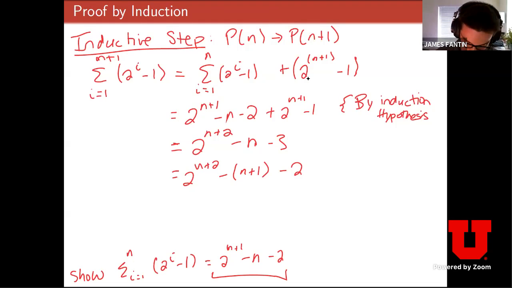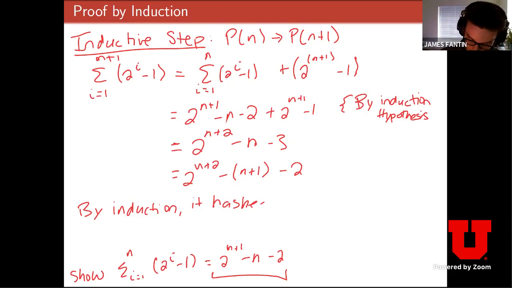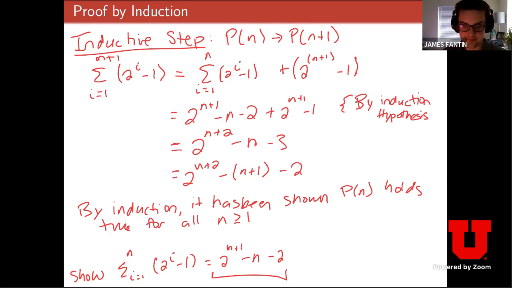And yeah, so we just needed to rewrite the expression this way. And then now we can just say as a final concluding statement that by induction, it has been shown P of n holds true for all n greater than or equal to 1. And then that would be the conclusion of our proof here.